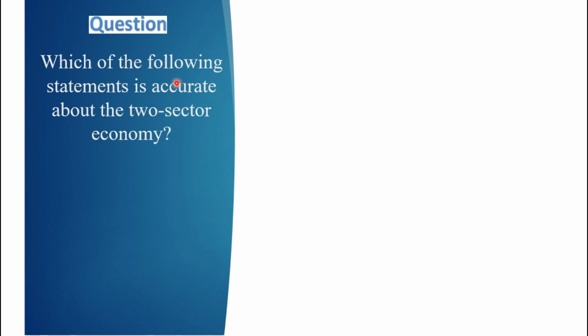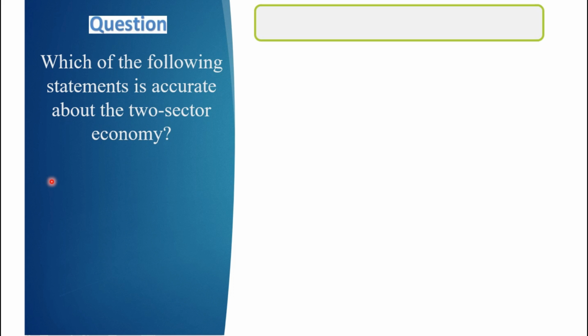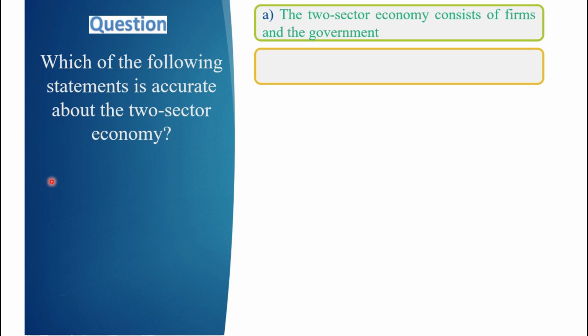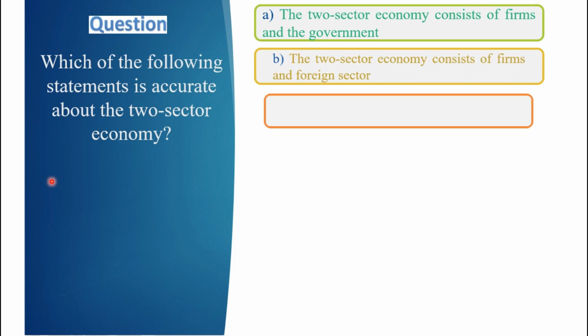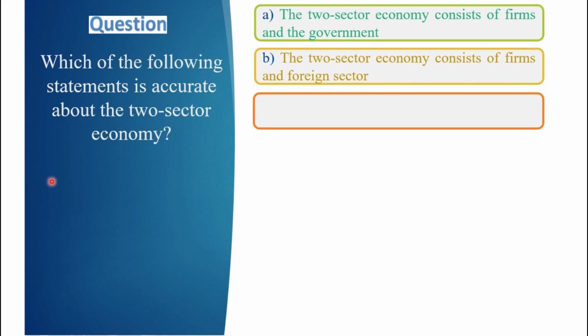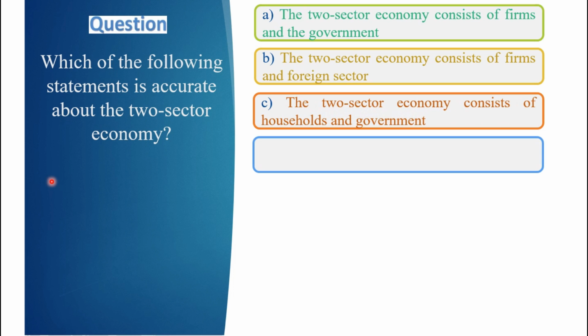Our next question is, which of the following statements is accurate about the two-sector economy? Means निम्नलिखित में से कौन सा कथन दो क्षेत्रीय अर्थव्यवस्था के बारे में सही है? And the options are option number 1, the two-sector economy consists of firms and the government. Option number 2, the two-sector economy consists of firms and foreign sector. Option number 3, the two-sector economy consists of household and government. Option number 4, the two-sector economy consists of household and firms.